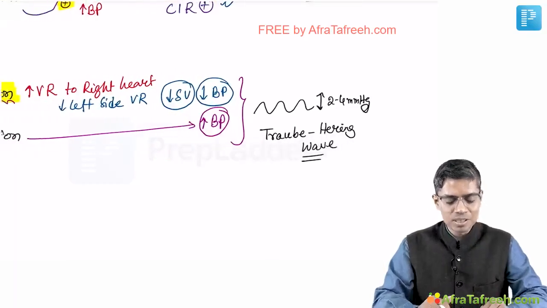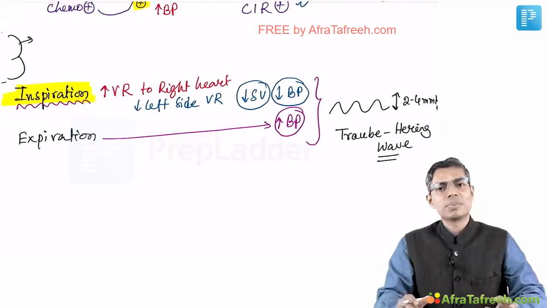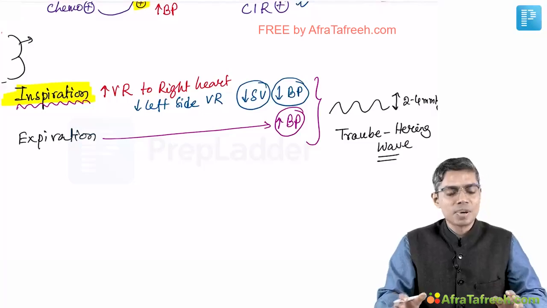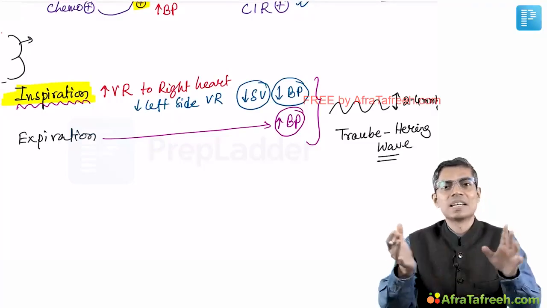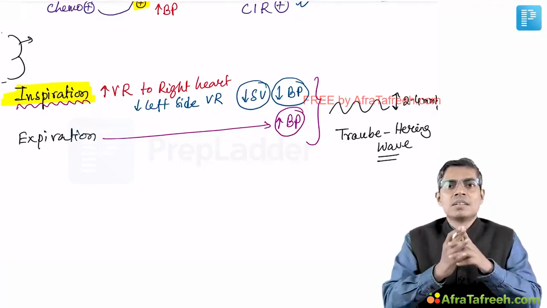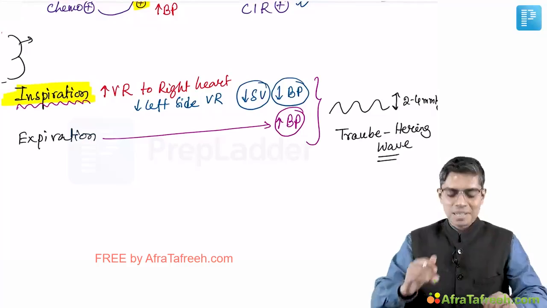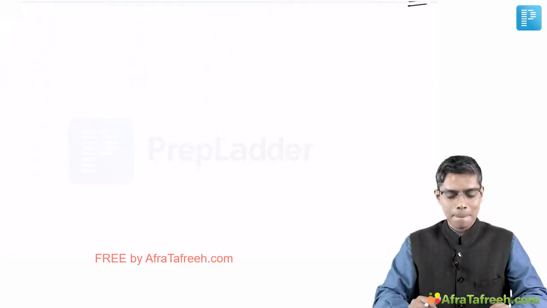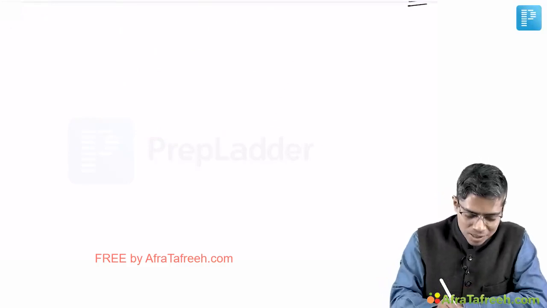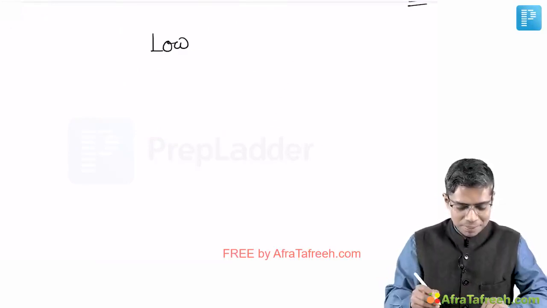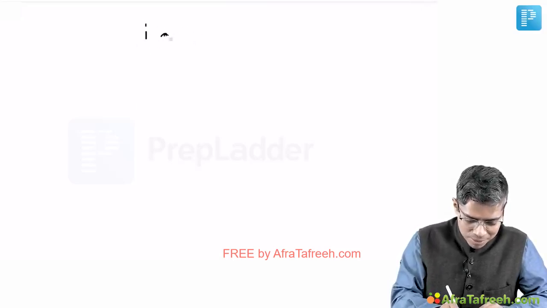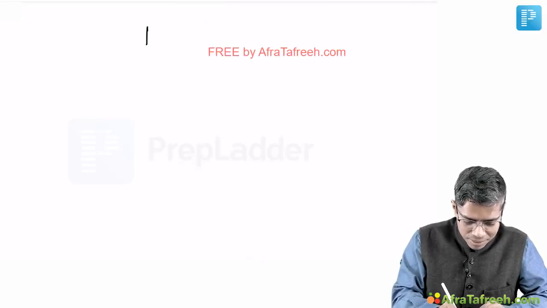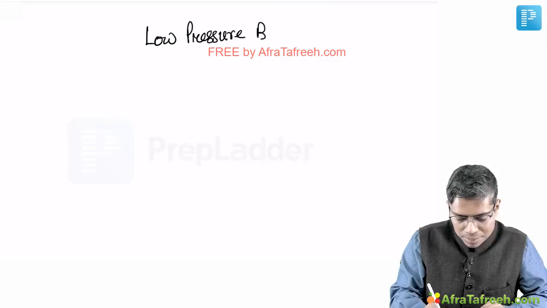So this is all about your short-term regulation of blood pressure or rapidly acting regulation of blood pressure by baroreceptor, chemoreceptor and CNS ischemic response and their applied aspect, right? Now we have to discuss, apart from this baroreceptor, another thing that is known as low pressure baroreceptor. Okay, so this is the last topic in this chapter. So low pressure baroreceptor.